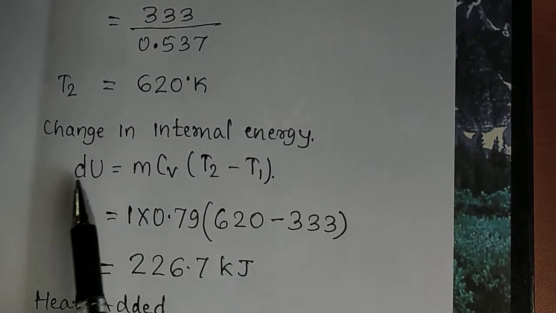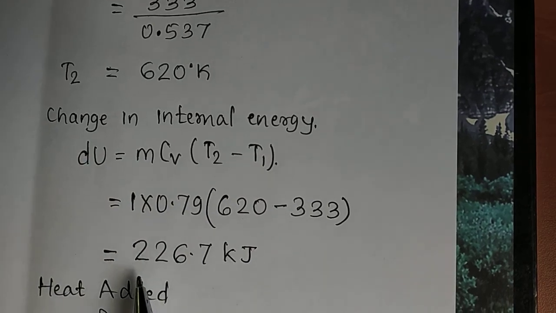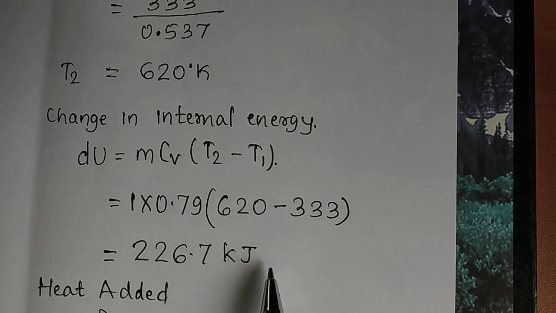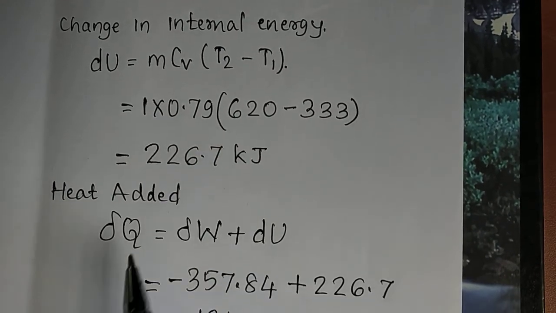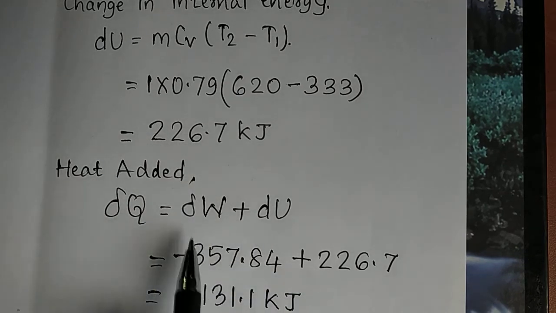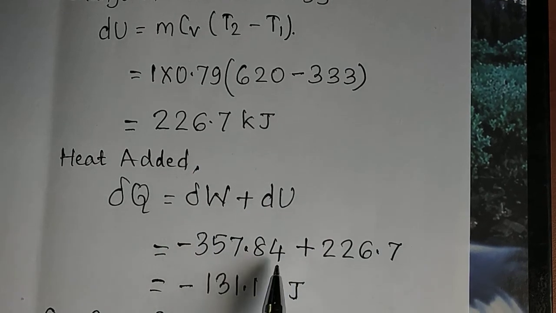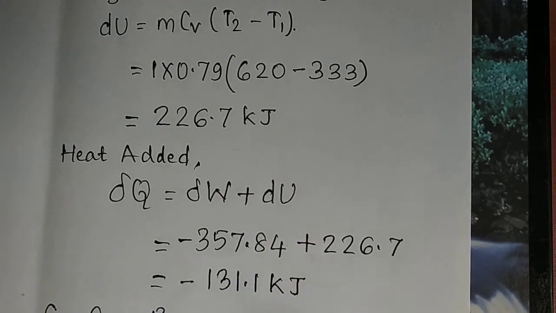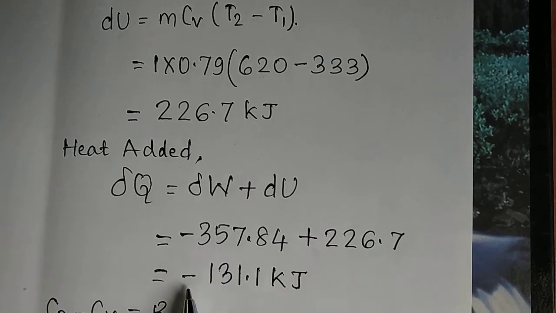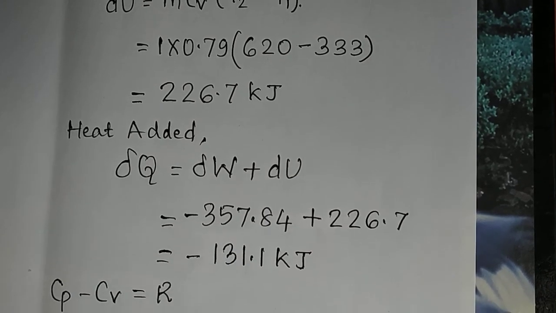Then find out the change in internal energy. Change in internal energy du is equal to m Cv into T2 minus T1. You get it as 226.7 kilojoules. Then find out heat added. From the first law of thermodynamics, dou Q is equal to dou W plus du. And dou W you have found out, it is minus 357.84, and du is 226.7, which we have just found. So you will get the answer as minus 131.1 kilojoules. That is, minus indicates that heat is rejected.